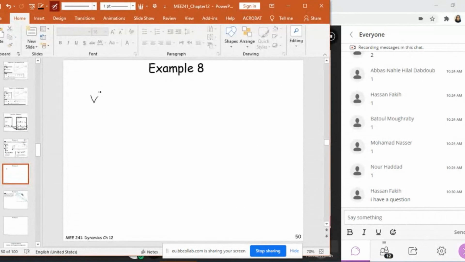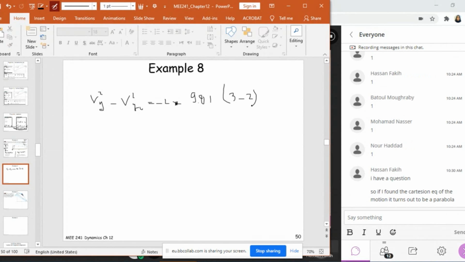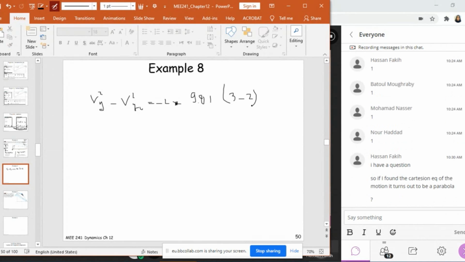Right? So I know that the independent equation of time is v squared y minus v squared y0 is equal to minus 2 times 9.81 times y minus y0, and yb is what? It is 3. Now what is y0? It's 2. All right?